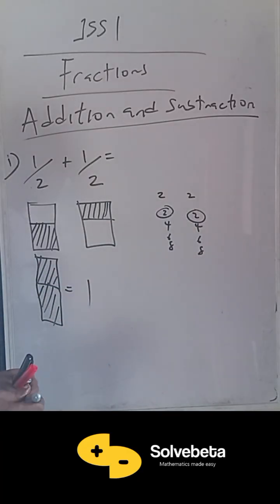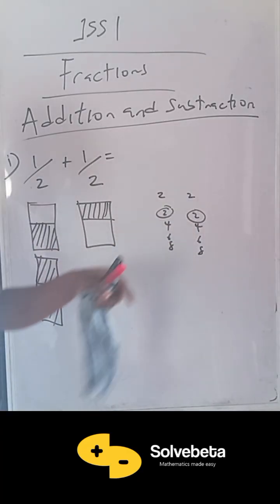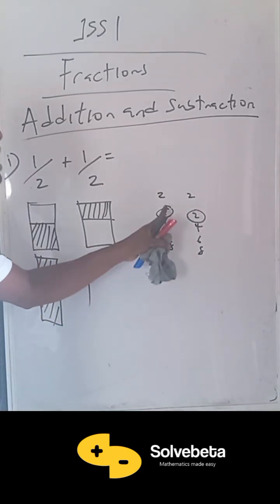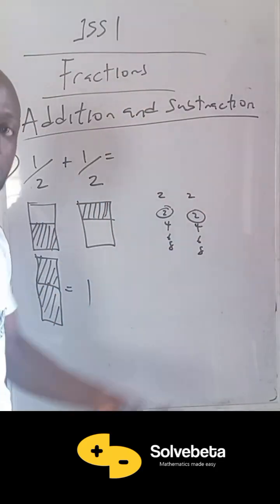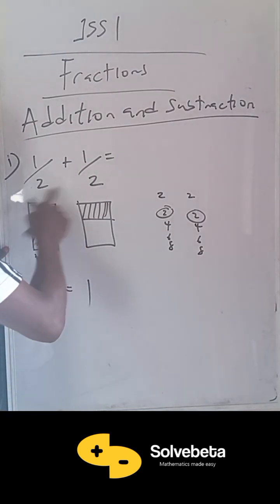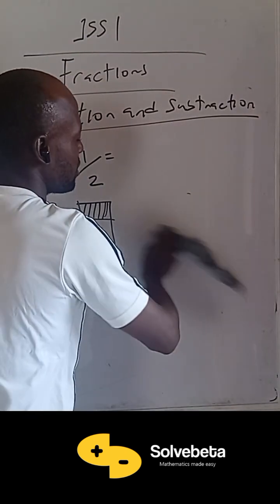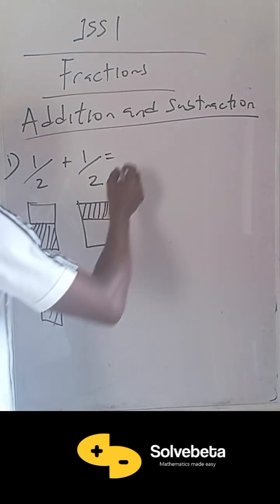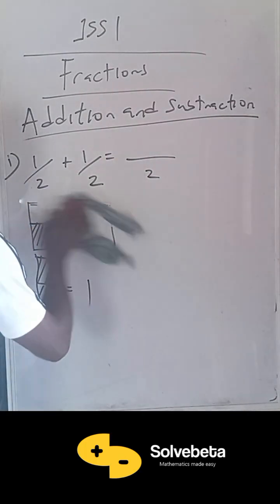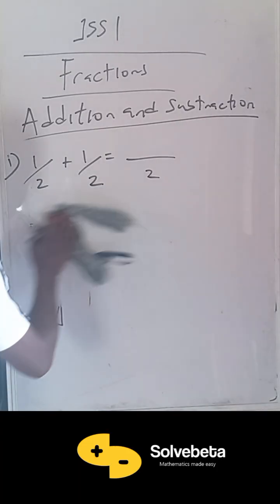I don't know if you get that. Remember how I taught you to find LCM of numbers. You write down their multiples, you look for the one that is common. Now because it's 2 and 2, all the multiples are common. So anytime you are asked to add fractions and the denominators are the same, just pick one as the LCM. So you have 2.